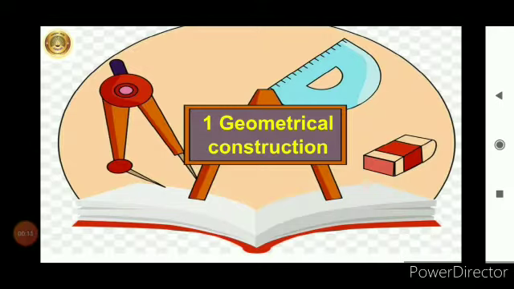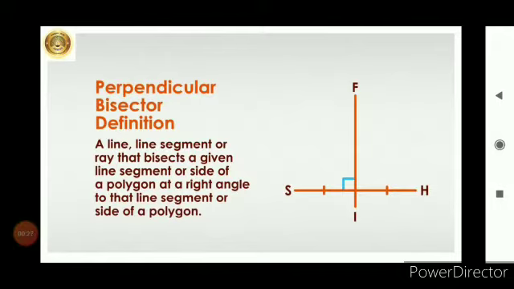We already started lesson number 1, Geometrical Construction, in which you learned the property of the angle bisector of a triangle. Today we are going to learn the property of the perpendicular bisector of a triangle. You already learned in the previous class the perpendicular bisector of a line. Perpendicular bisector means a line which divides a line segment into two equal parts.